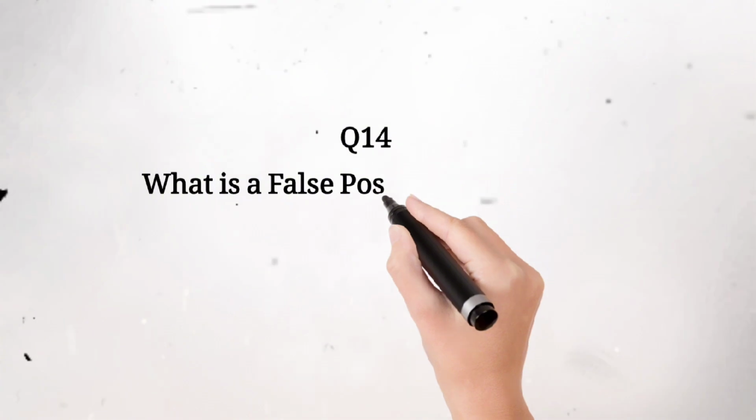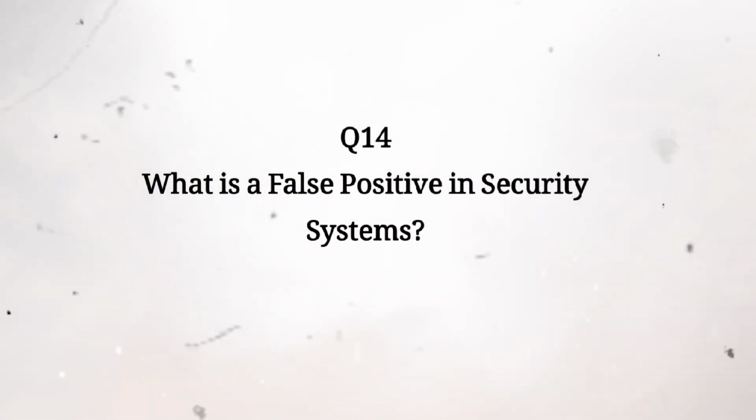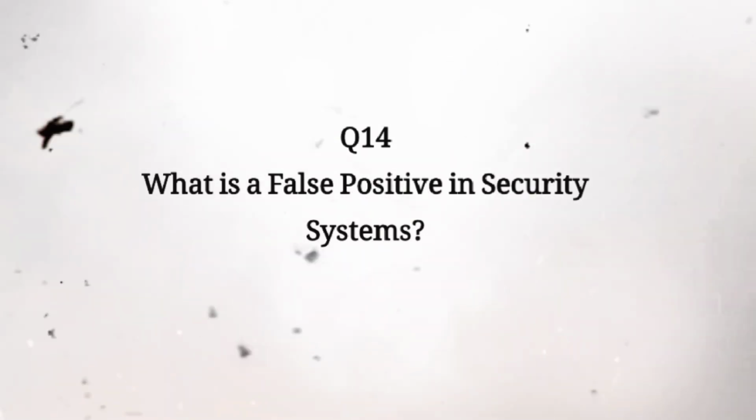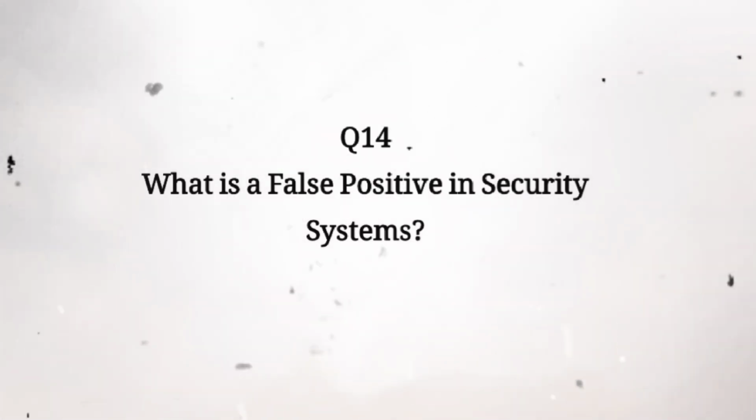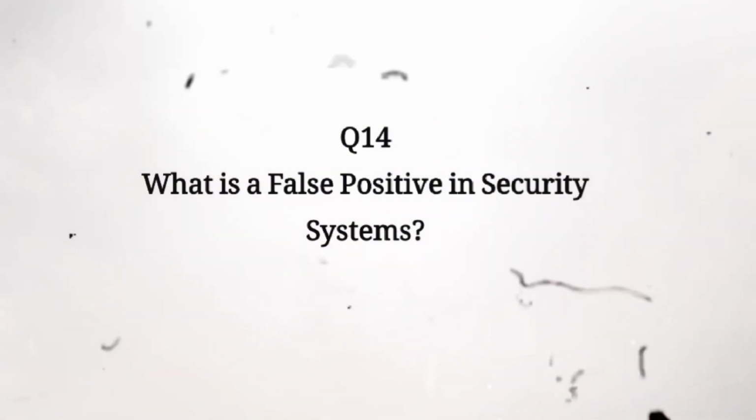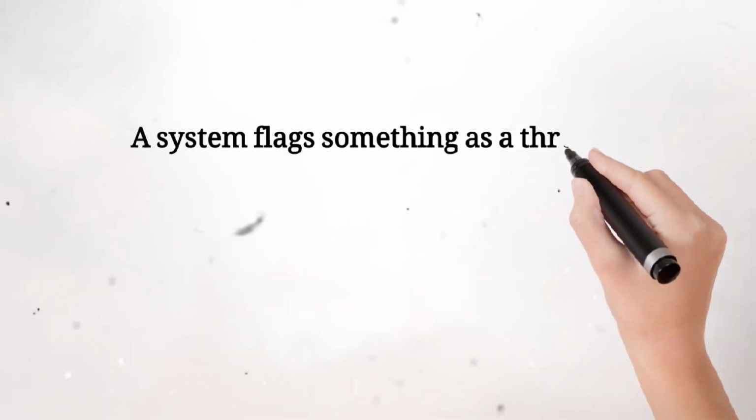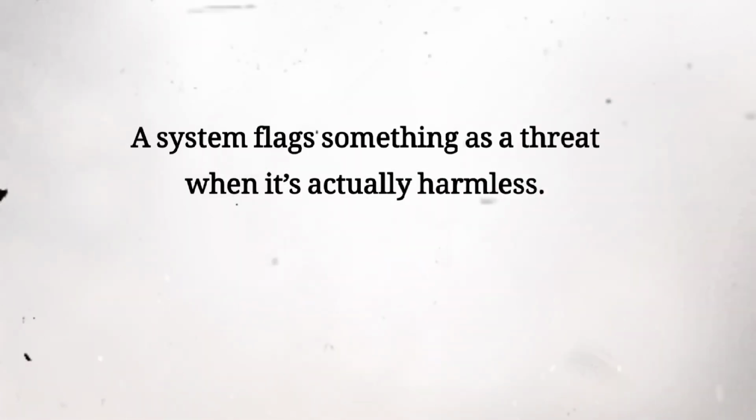14. What is a false positive in security systems? Your time starts now. A system flags something as a threat when it's actually harmless. Too many of these, and people start ignoring alerts.